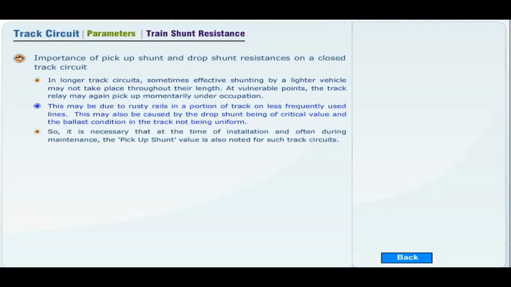This may be due to rusty rails in a portion of track on less frequently used lines. This may also be caused by the drop shunt being of critical value and the ballast condition in the track not being uniform. So, it is necessary that at the time of installation and often during maintenance, the pickup shunt value is also noted for such track circuits.